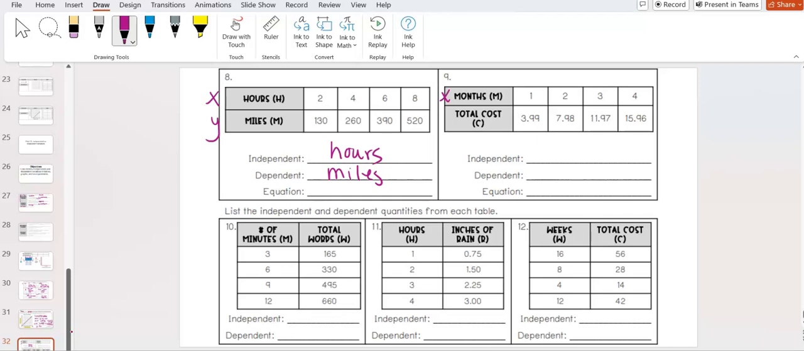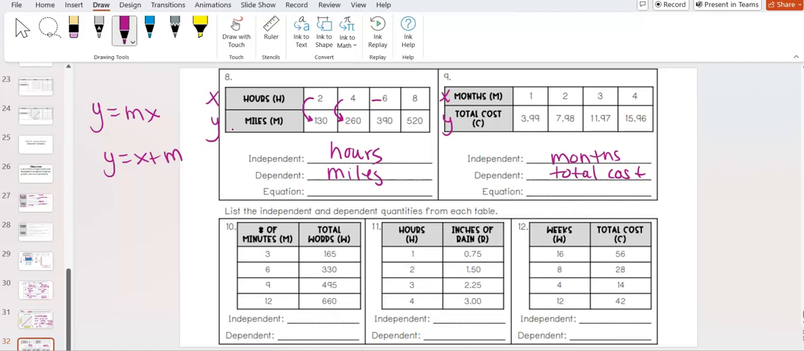Same over here: x, y, months, and total cost. Then we go to our equation. So we are using either y equals mx or y equals x plus m. We have to find the pattern between x and y. Remember, I need to know what do I do to x to make it equal y? So I am looking from top to bottom in these tables.